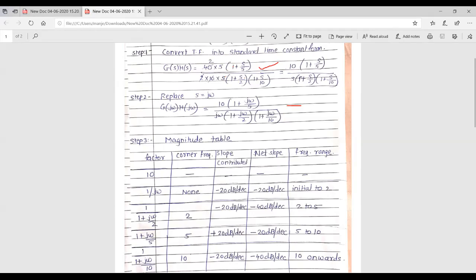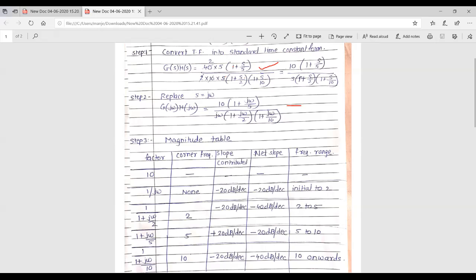Okay, so the factor that first contributes is K, because there is no frequency. So this factor will contribute for all the frequencies, 0 to infinity. For all the frequencies, this will be contributing. So you write this factor K first. Then here we have 1 upon j omega, this factor.